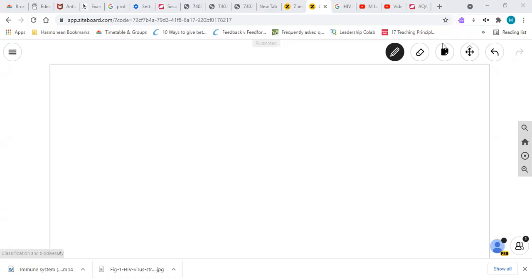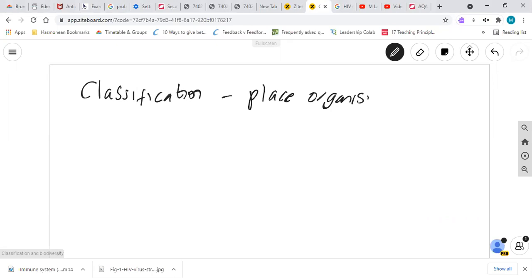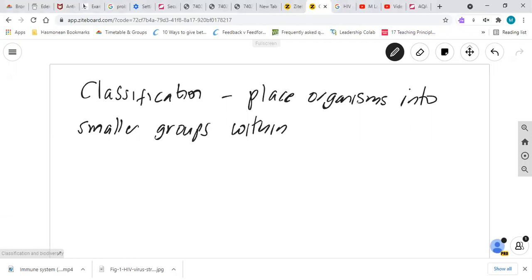In this video, we're going to be looking at the principles of classification and biodiversity. So the first important thing to know is what classification means. Classification is the idea that we place organisms into groups, and we place them into smaller groups within larger groups. And we call that a hierarchy.